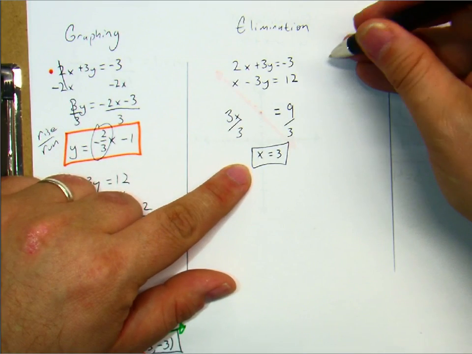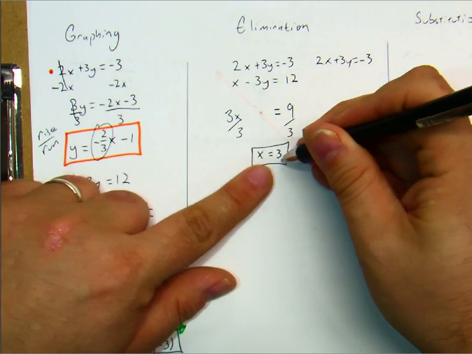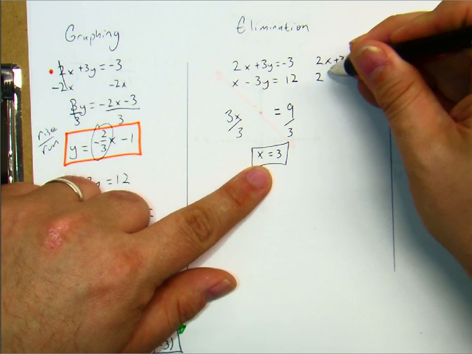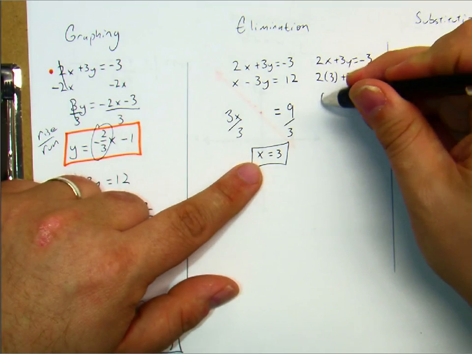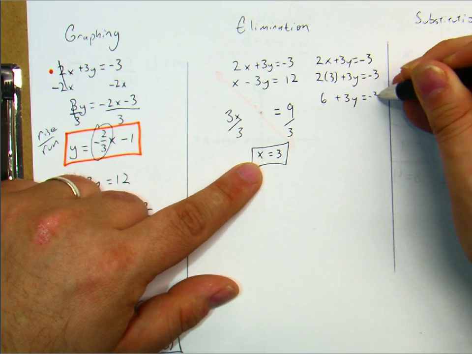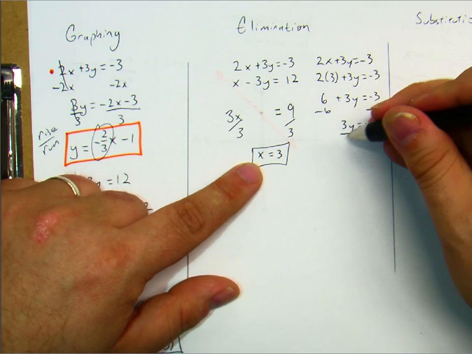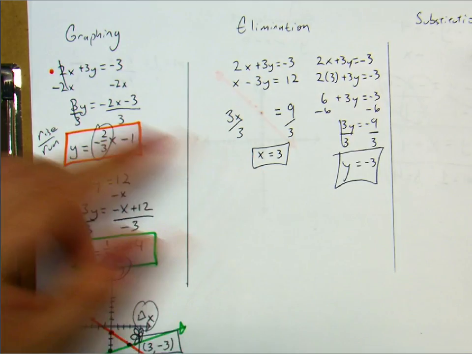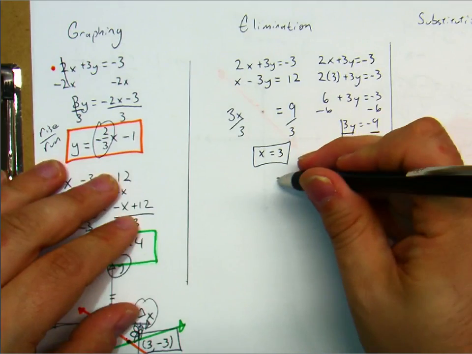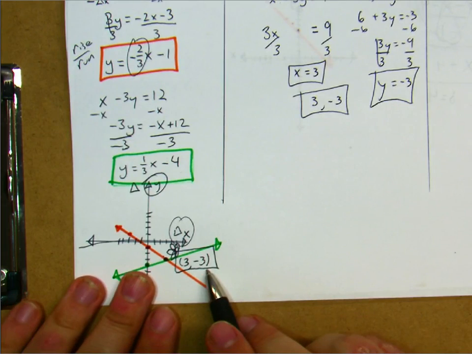So let's plug the x into that top equation. So it was 2x plus 3y equals negative 3, but now instead of x, I'm going to write what x equals. I'm going to write 3. So it's going to be 2 times 3 plus 3y equals negative 3. 2 times 3 is 6. If I subtract 6, 3y equals a negative 9. And then if I divide by 3, y equals a negative 3. And thus I know the answer to my problem is the point 3, negative 3. And sure enough, I already knew that. So my work checks out.